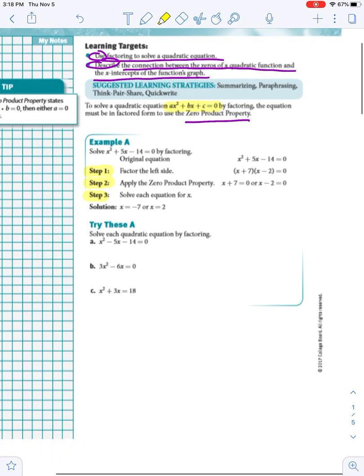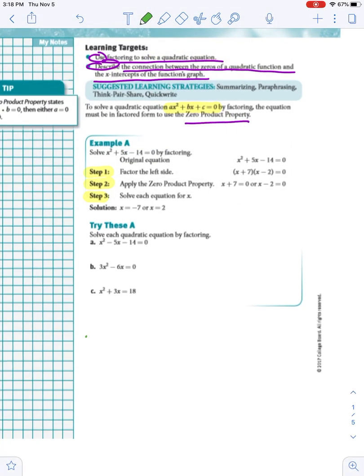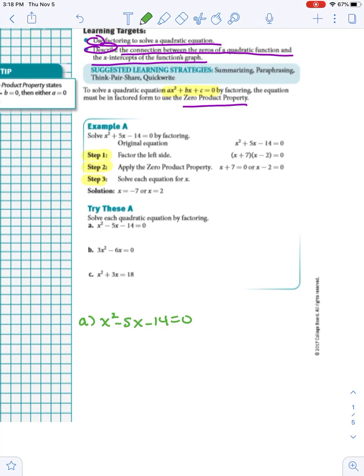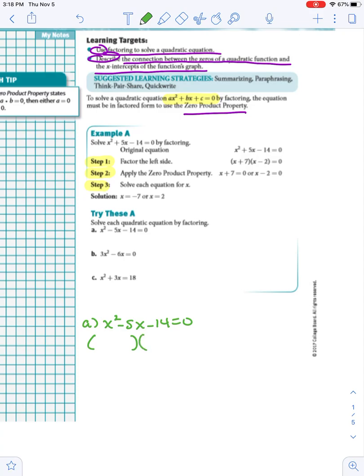All right, let's try a couple of these. I'll use the space below to show my work. For question A, we are going to solve x squared minus 5x minus 14 equals 0. Since it's a trinomial, we set up some binomial factors. Since it's a level 1 trinomial, we know those are both x's, and we need to find the two numbers that multiply to negative 14 and add to negative 5. Those two numbers are negative 7 and positive 2.